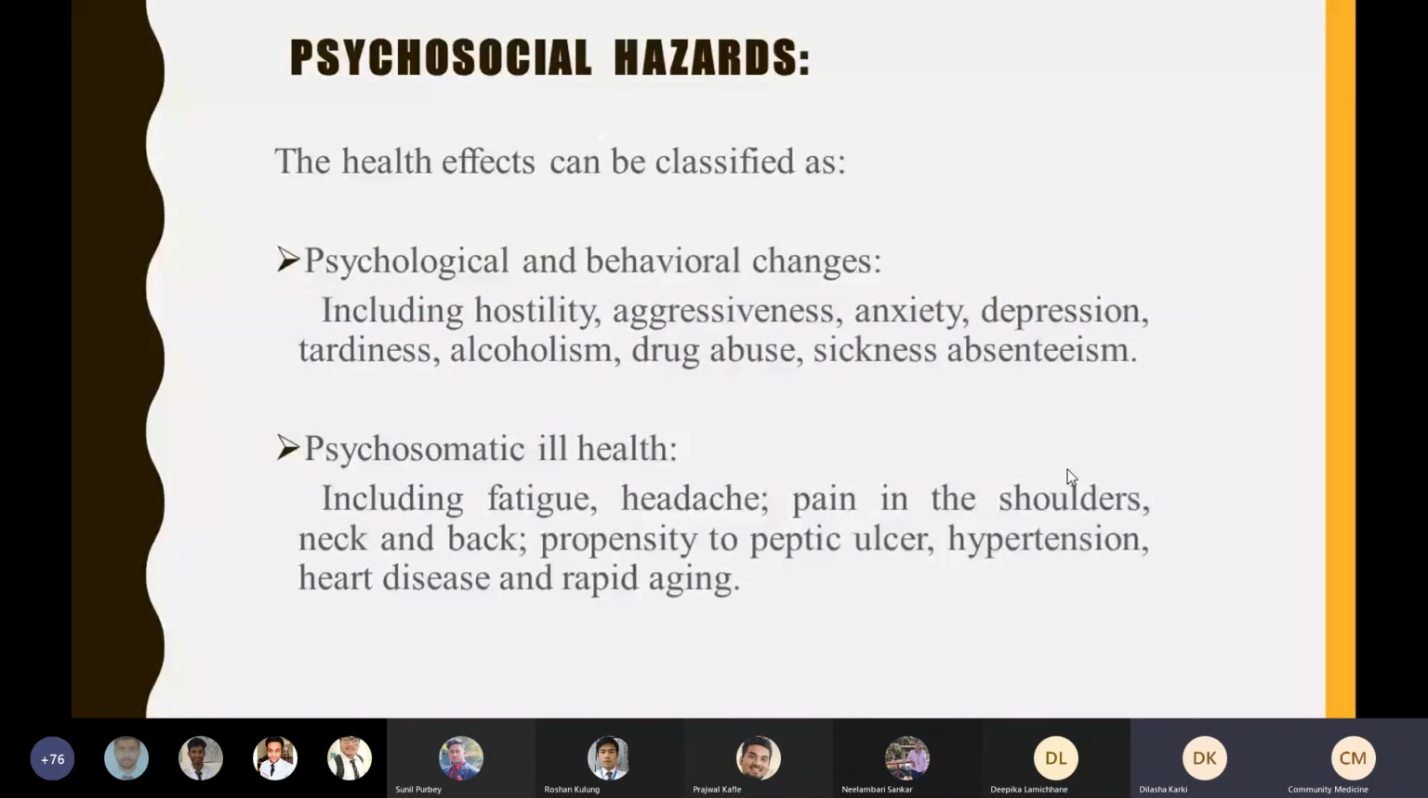Now, the health effects can be classified as psychological and behavioral changes, and psychosomatic ill health. Psychological and behavioral changes can be aggressiveness, anxiety, depression, alcoholism, drug abuse, and sickness absenteeism. Whereas psychosomatic ill health includes fatigue, headache, pain in the shoulders, neck, and back, and development of peptic ulcer, hypertension, and heart disease. All these are the psychosocial types of hazards.